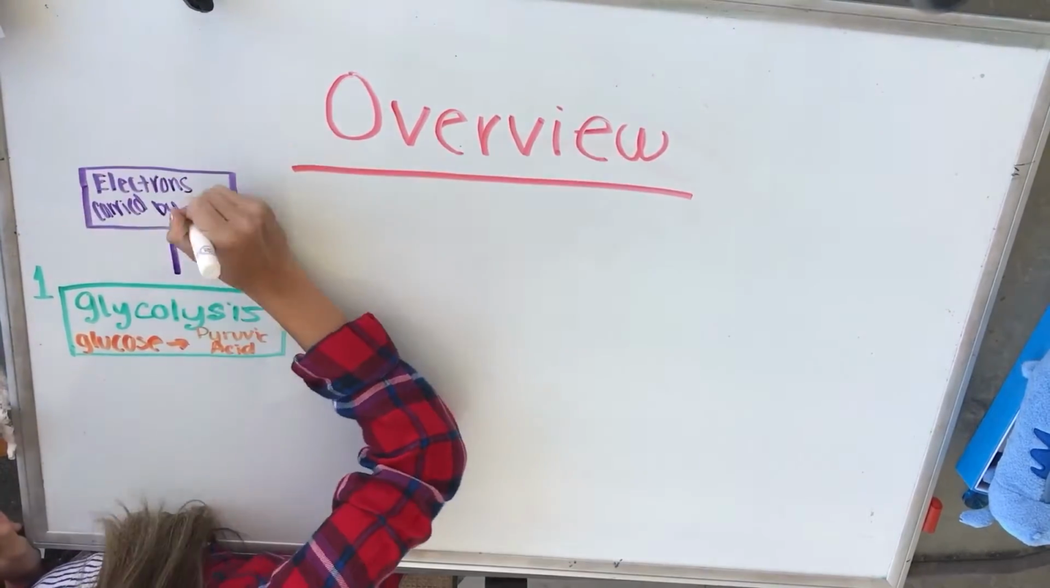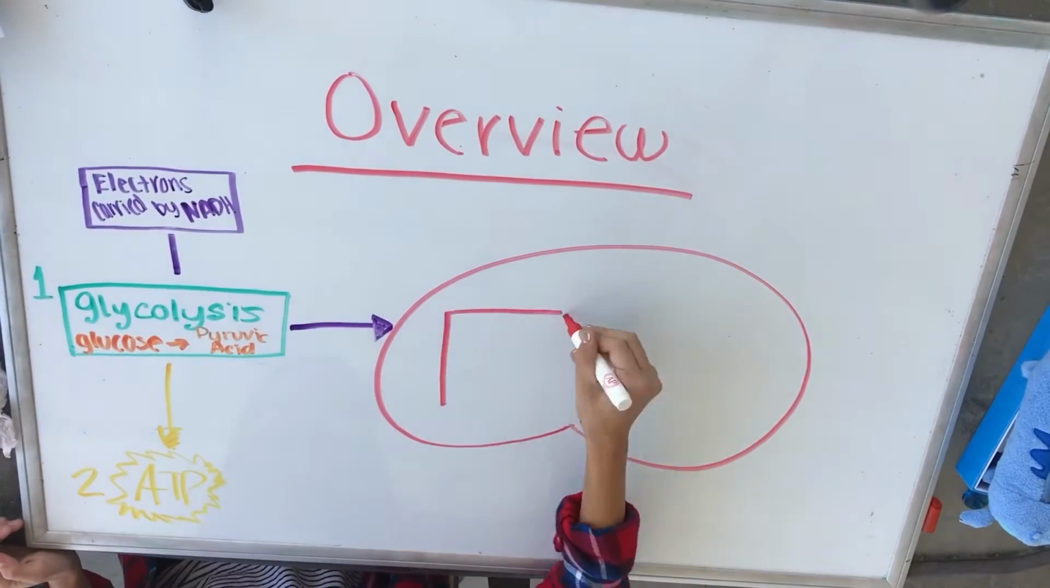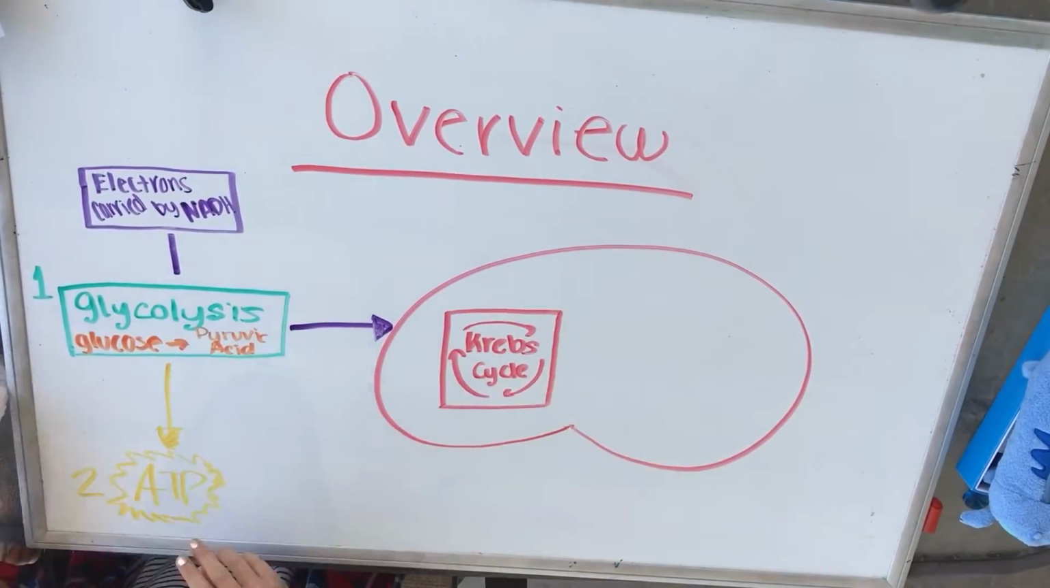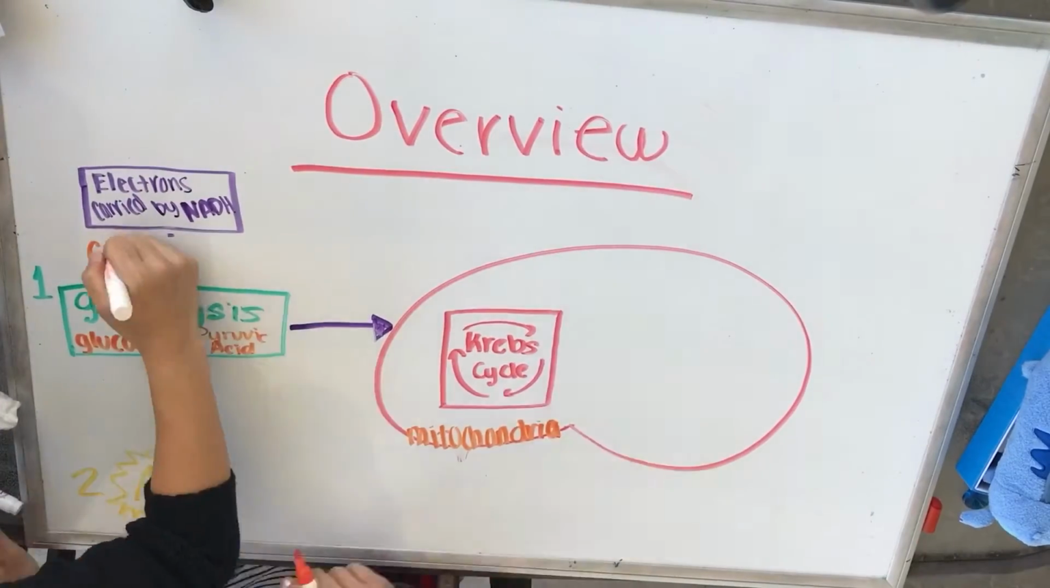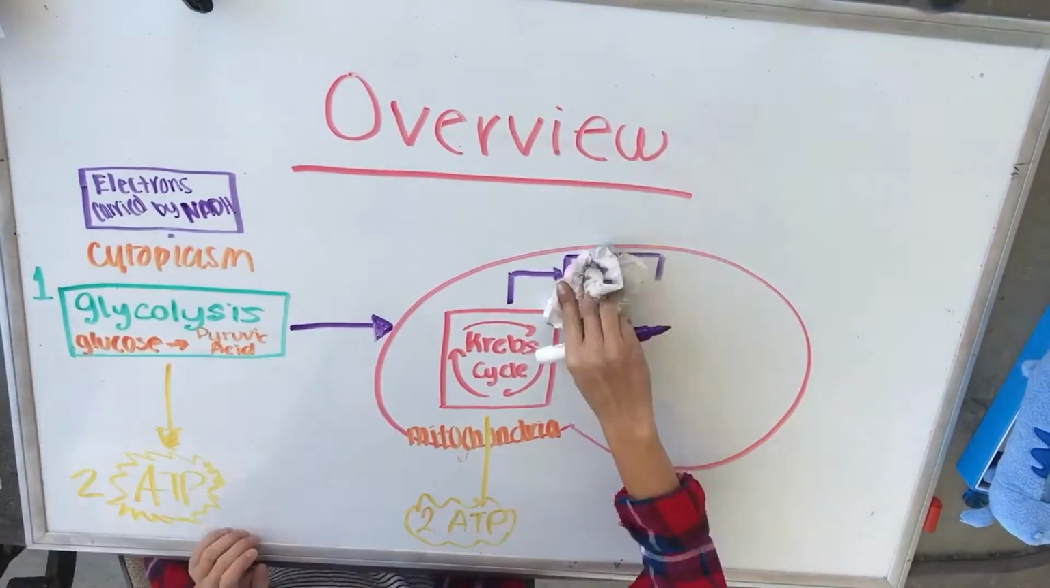So we learned about the three stages of cellular respiration, which are glycolysis, where glucose is broken down into two pyruvate, the Krebs cycle, and the electron transport chain, where most of our energy is produced.